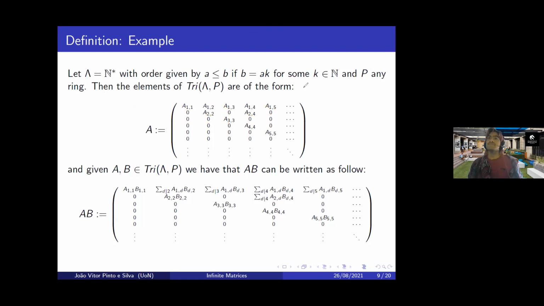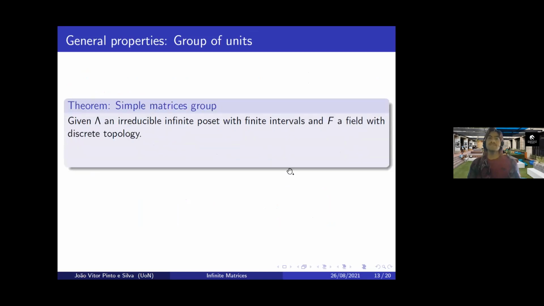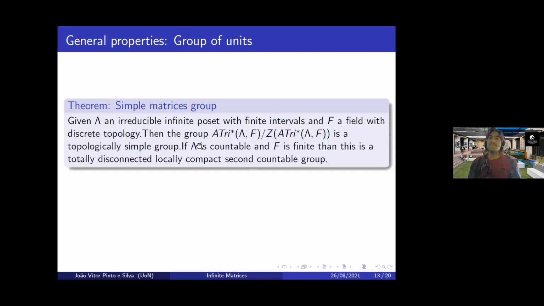And the matrices are still invertible in this case. And what do we get with this definition? Given Lambda an irreducible infinite poset, so that's why irreducible was important to define, with finite intervals, and F a field with the discrete topology, then the quotient of this group over its center is a topologically simple group. And if Lambda is countable and F is finite, then this group will be a totally disconnected, locally compact countable group.